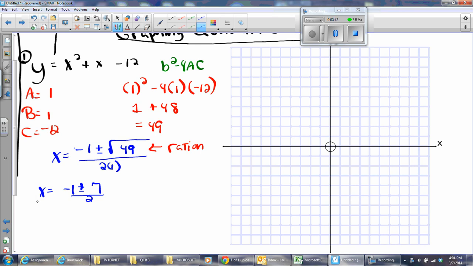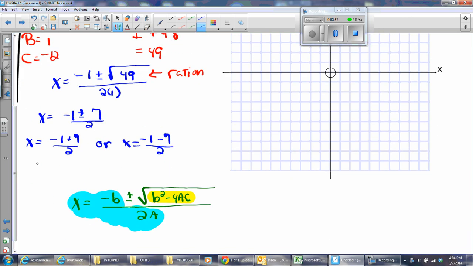So I have two answers here. I have x equals negative 1 plus 7 over 2, or x equals negative 1 minus 7 over 2. And when I simplify those, I'm going to get x equals 3. Negative 1 plus 7 is 6, divided by 2 is 3. Or x equals negative 4.